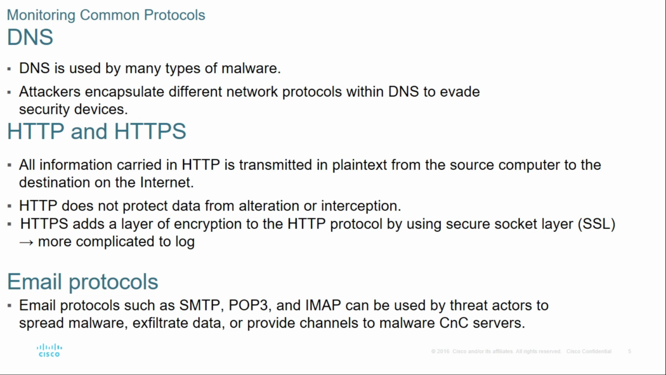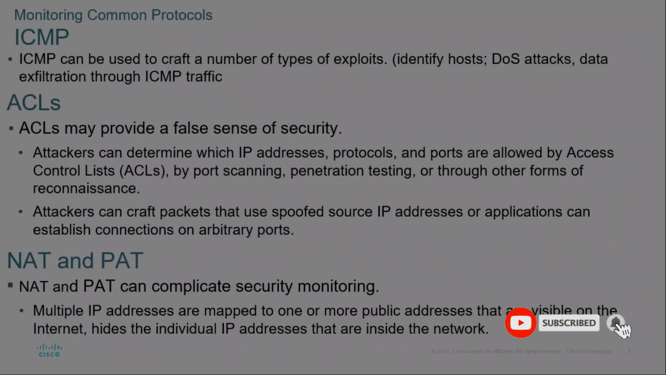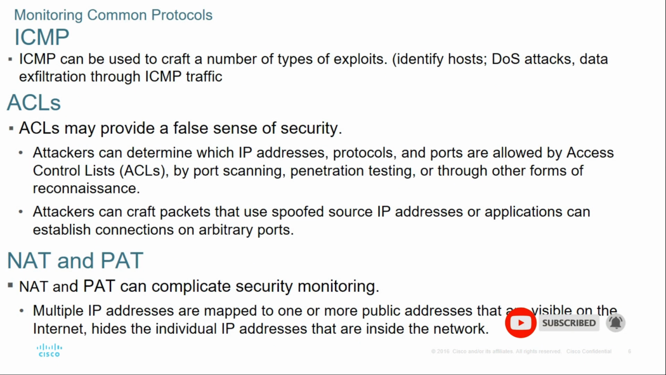Email protocols such as Simple Mail Transfer Protocol, POP3, and IMAP can be used by threat actors to spread malware, exfiltrate data, and provide a channel for malware to send to servers. So the email protocols and HTTP protocols, these application protocols, can be targets of attackers in the network. ICMP can be used to craft a number of types of exploits: identify hosts, DNS service attacks, and data exfiltration through ICMP traffic.